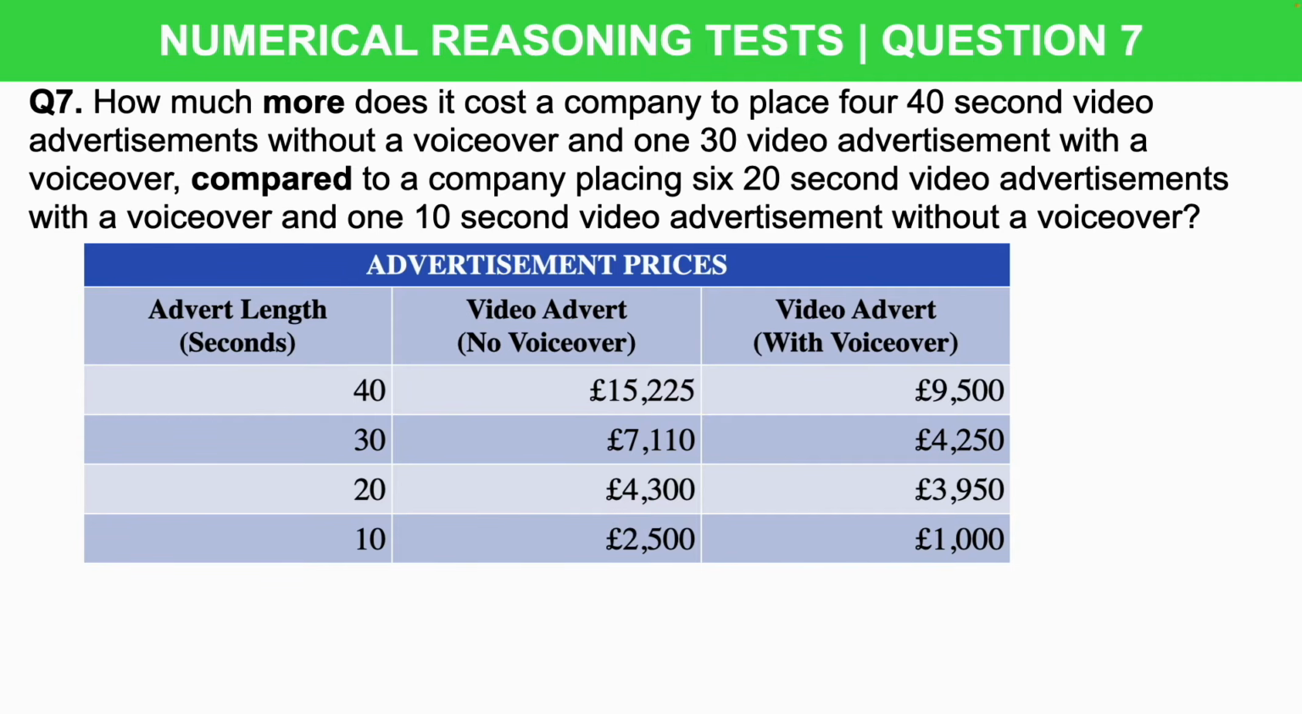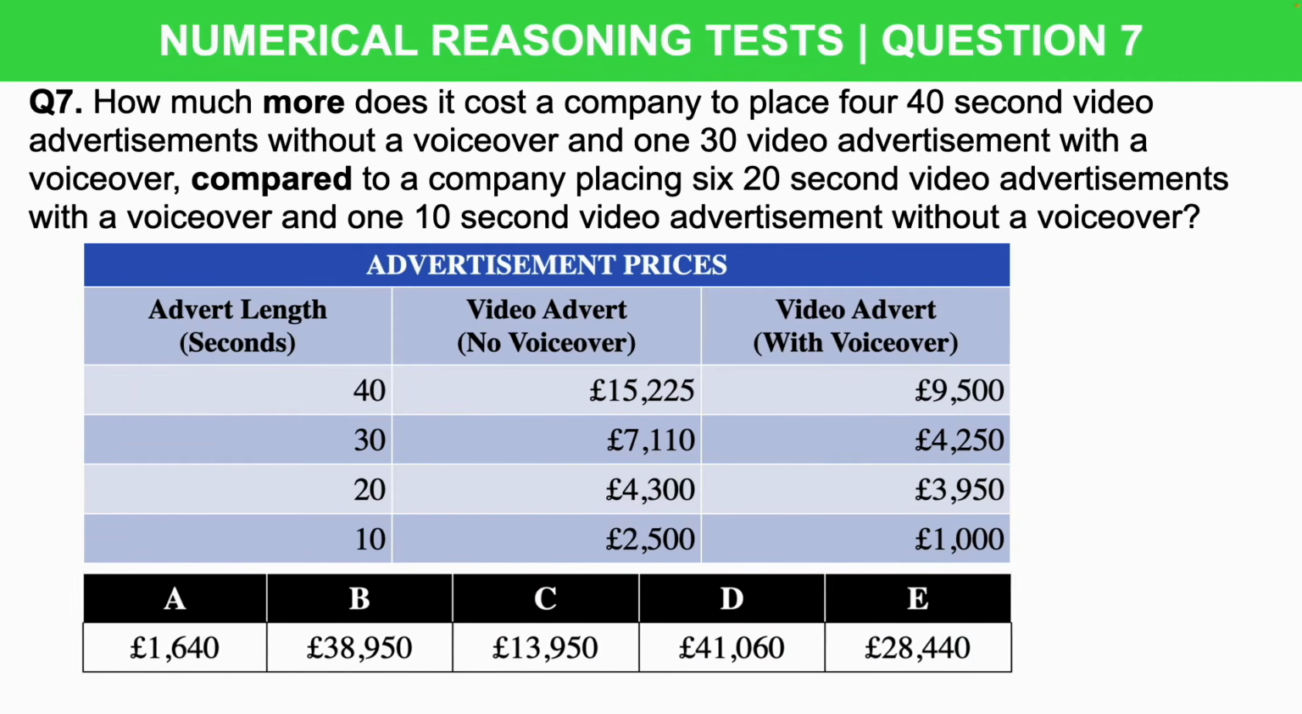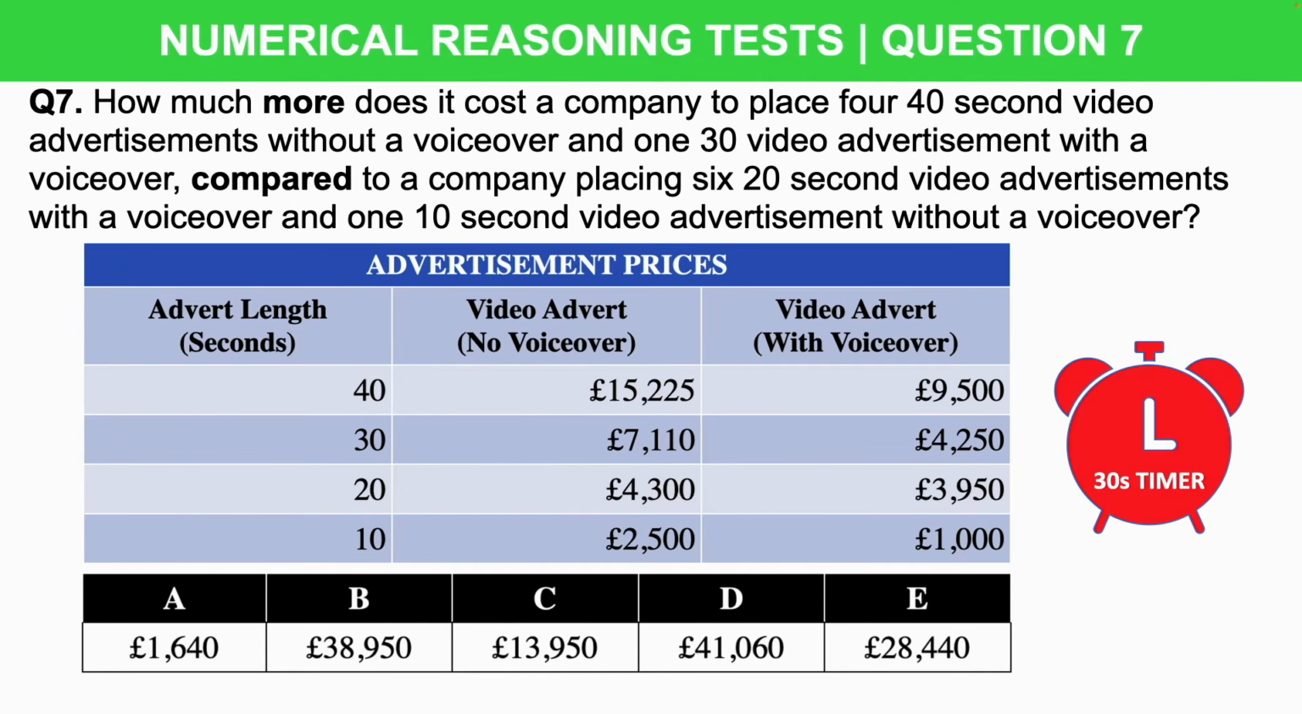Is the answer option A, £1,640, B, £38,950, C, £13,950, D, £41,060, or is it E, £28,440? 30 seconds on the timer starts now.